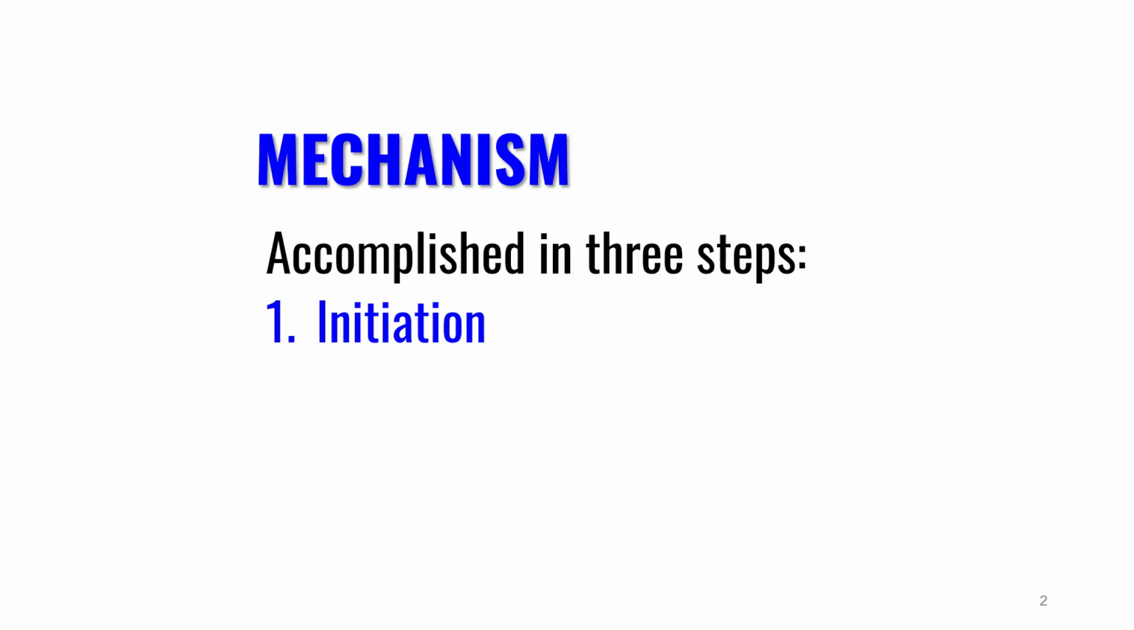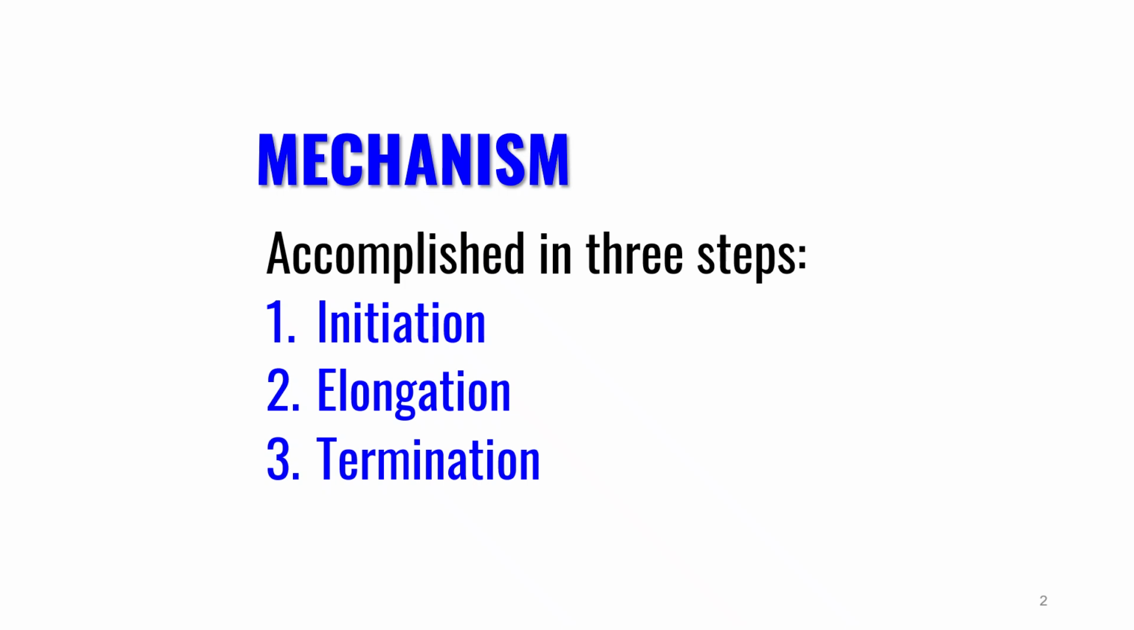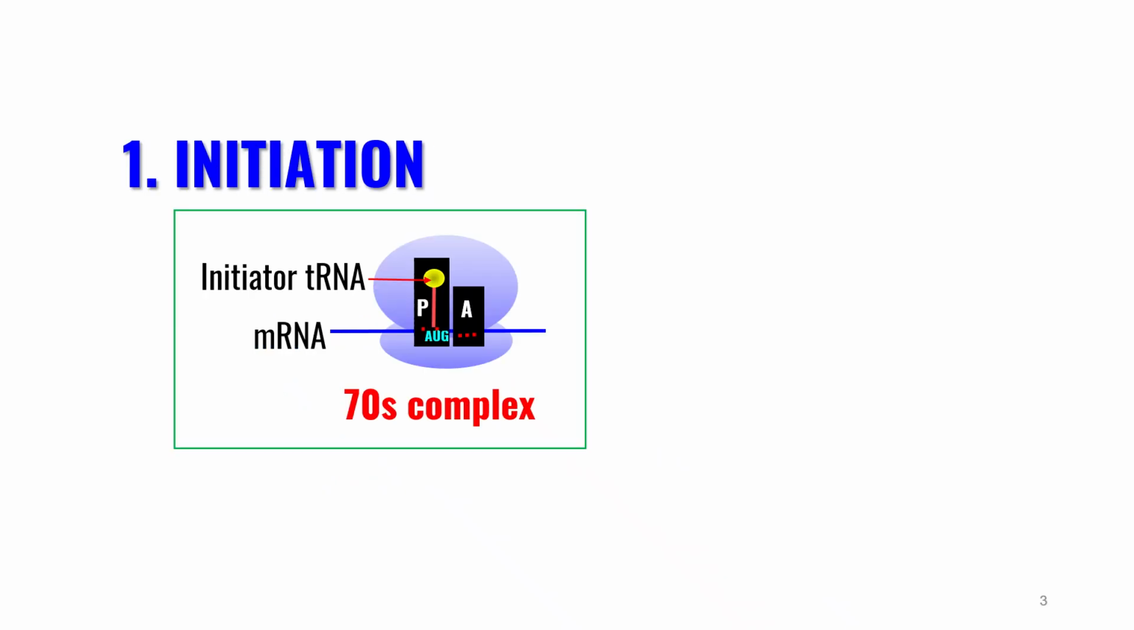Protein synthesis is accomplished in the following 3 steps. The first one is initiation, second elongation, and third is termination. I will discuss all 3 steps of the mechanism in detail, so let us begin with initiation.